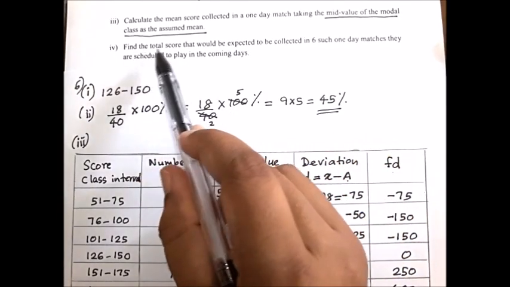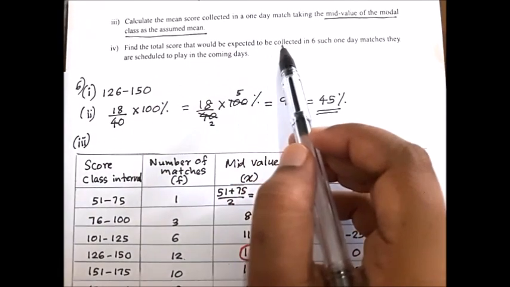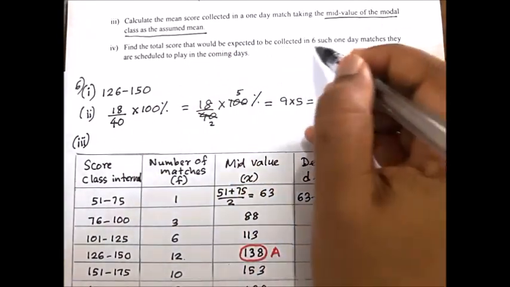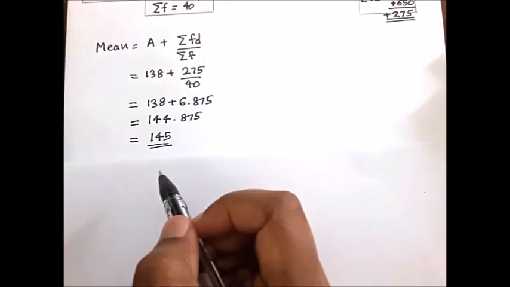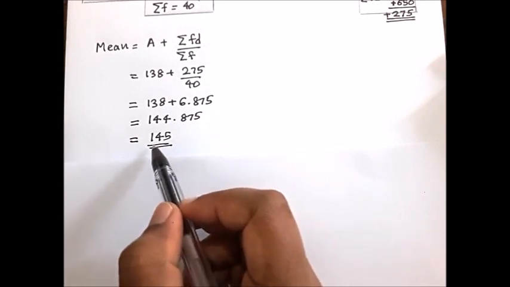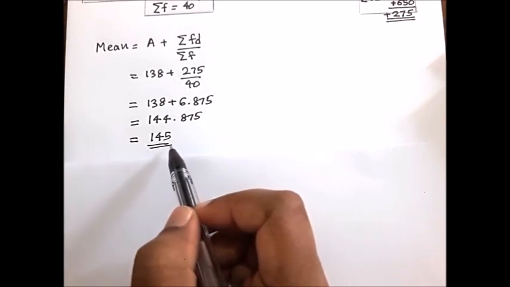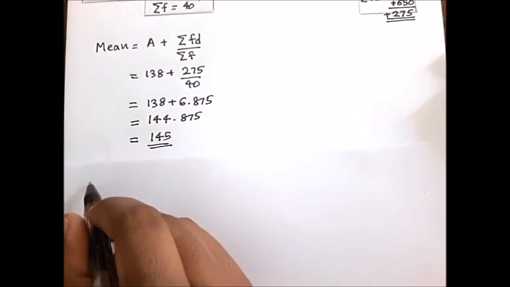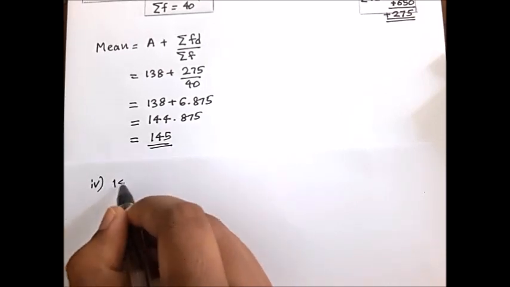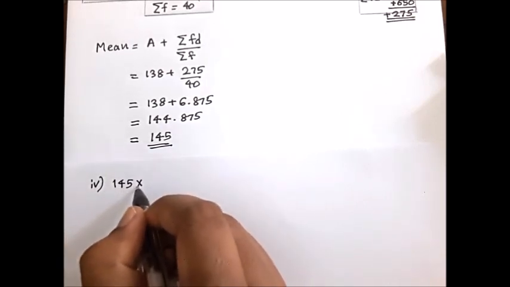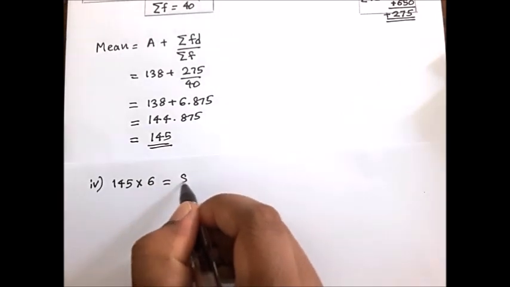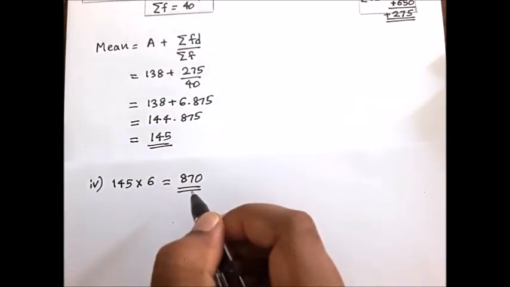Look at the fourth one. Find the total score that would be expected to collect in 6 one-day matches. This is the mean number of scores obtained by the cricket team in one match. In the fourth part, you had to find the number of scores obtained in 6 matches. Multiply this one by 6. The answer is 870.